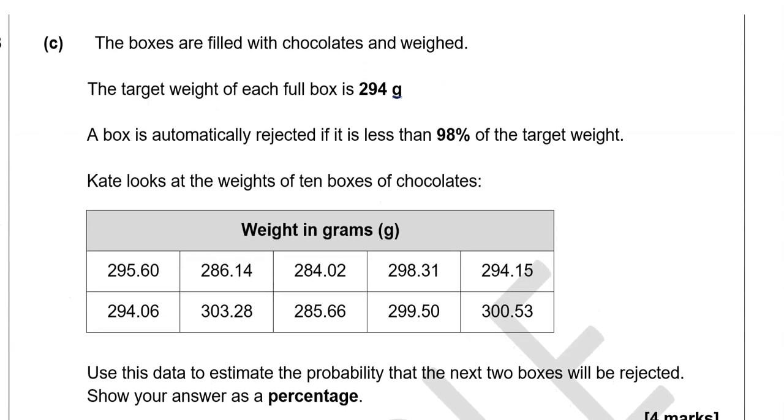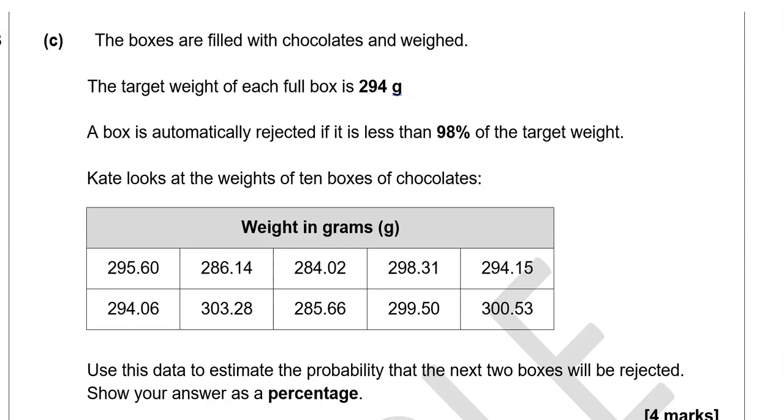The boxes are filled with chocolates and weighed. The target weight of each full box is 294 grams. The box is automatically rejected if it's less than 98% of the target weight. Kate looks at the weights of 10 boxes of chocolates. Use this data to estimate the probability that the next 2 boxes will be rejected. Show your answer as a percentage.